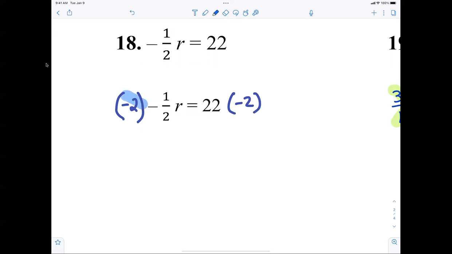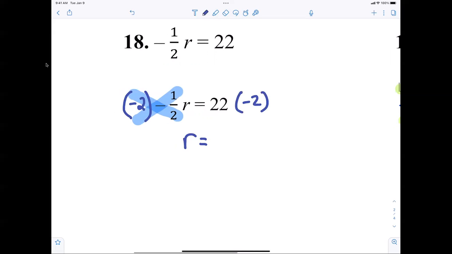All right, these guys do what to each other? Cancel out. So what's your final answer, Claire? So then 22 times -2 is... -44. Yes, -44, thank you. -44, good job. I'm happy with that.